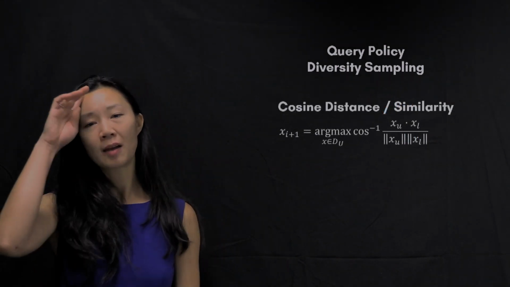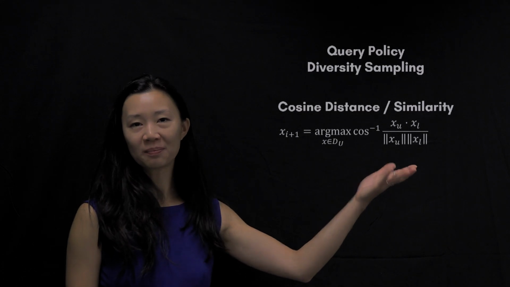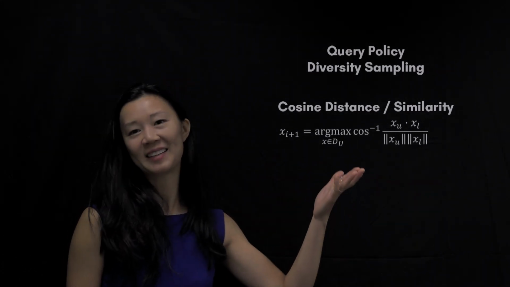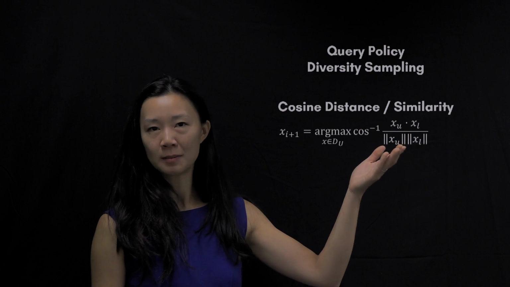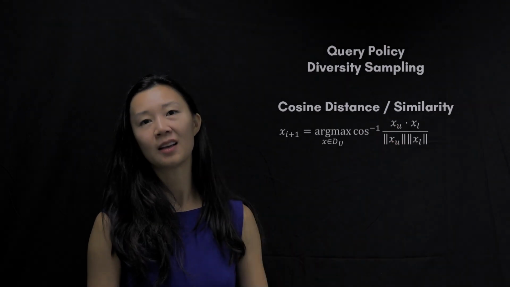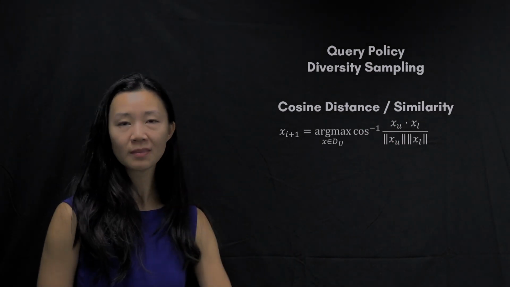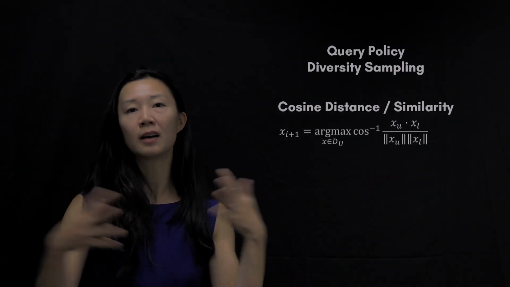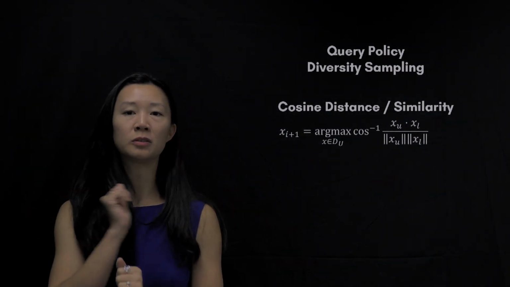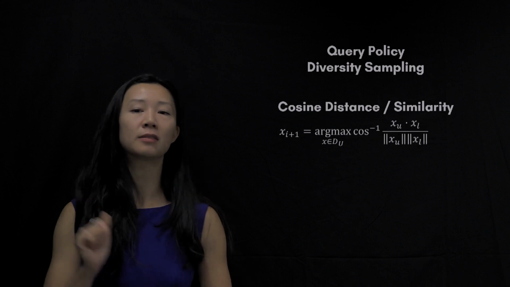That can be described by this mathematical expression here, which you should be familiar with. It's the inverse cosine of the dot product between the unlabeled data point and the labeled data point divided by their magnitude. And so you want to find the dissimilarity across all of the unvisited points relative to the labeled data that you've already seen.